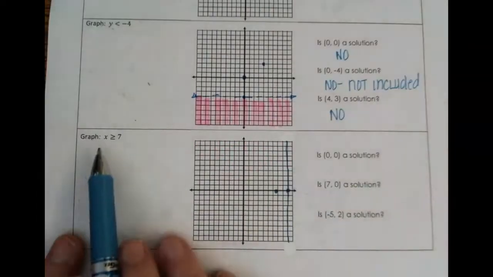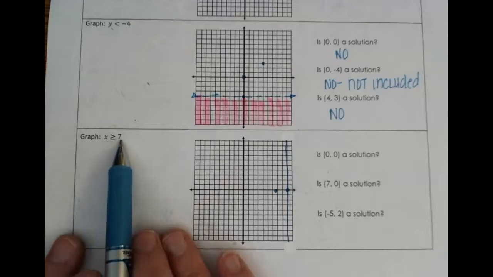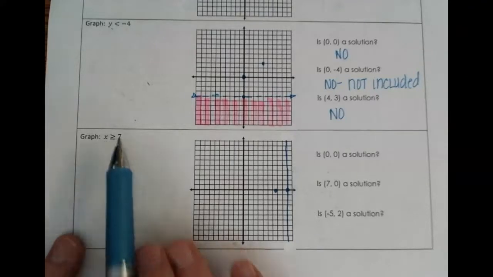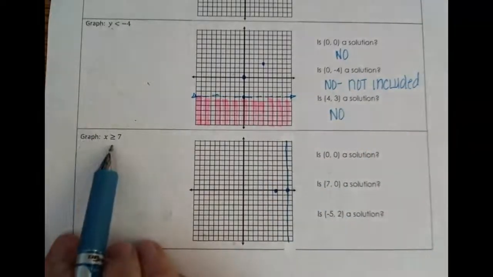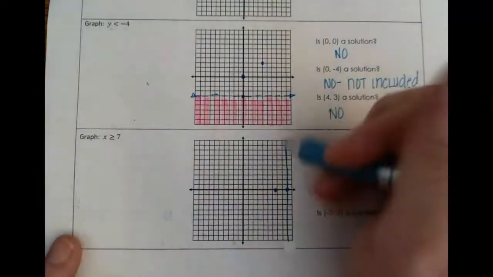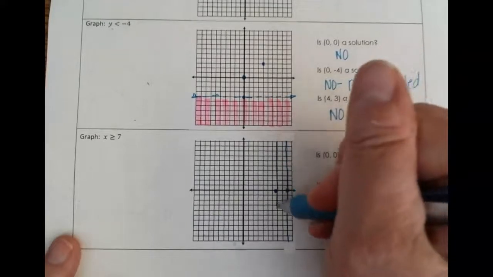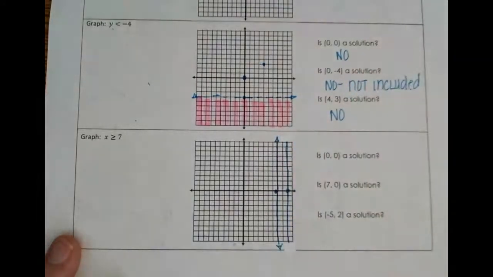All right, for our last one, we have another one of these special lines. We have x is greater than or equal to 7. That says go through the x-axis where it is 7. So here's where x is 7. We're going to use a solid line because it's included in our solution. Okay, so we're just going to have a nice solid line. Draw your arrows on the ends of it.